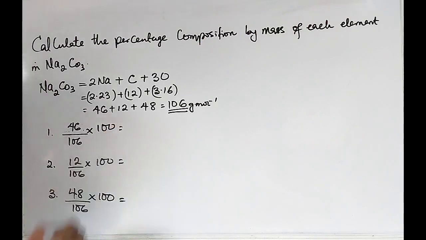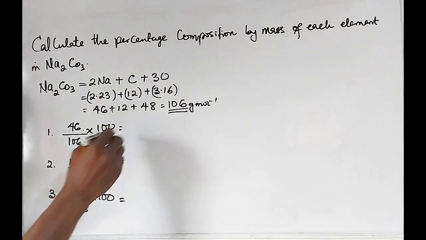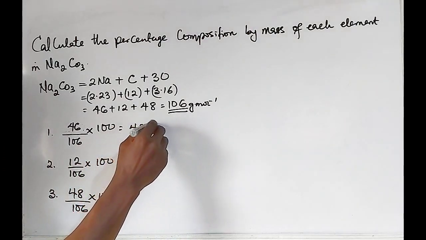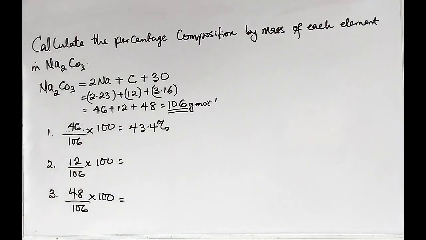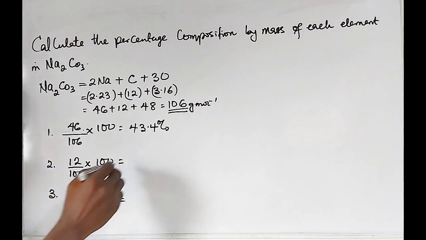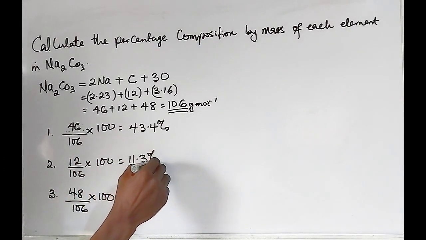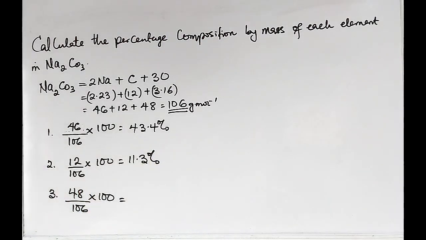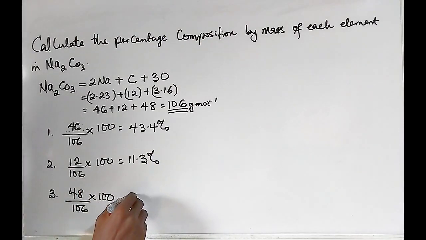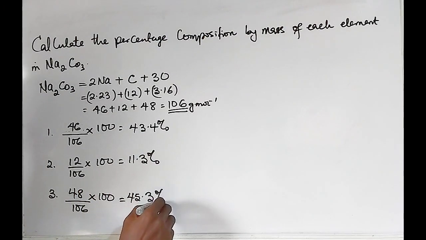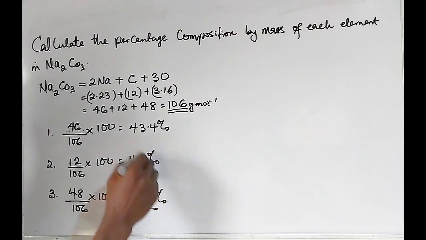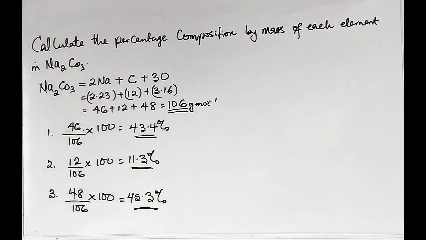Now, if we punch our calculator here, approximately, for the first one we have 43.4%. The second one we have 11.3%, and the last one is 45.3%. Alright, this is the percentage by mass composition of each of the elements in this compound. Now let's move to number 2.